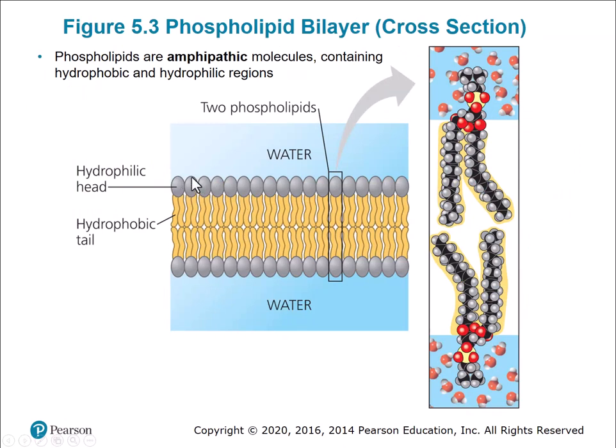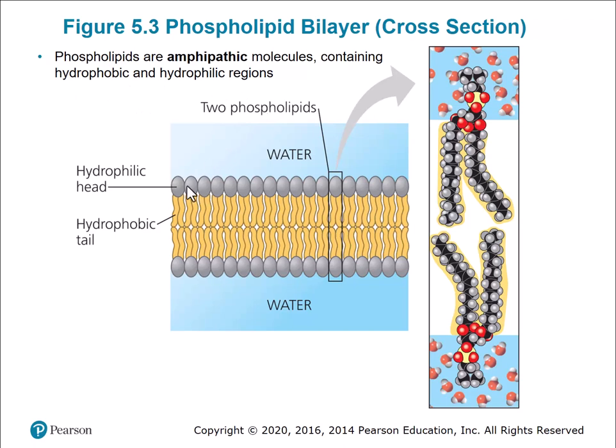So as just mentioned, our phospholipids have a hydrophilic head, which means they love water, they are attracted to water. And there are hydrophobic, water-fearing tails, and so they point towards the inside. This makes our phospholipids amphipathic. So those phospholipids are amphipathic, which means that they have a hydrophobic area and a hydrophilic area.